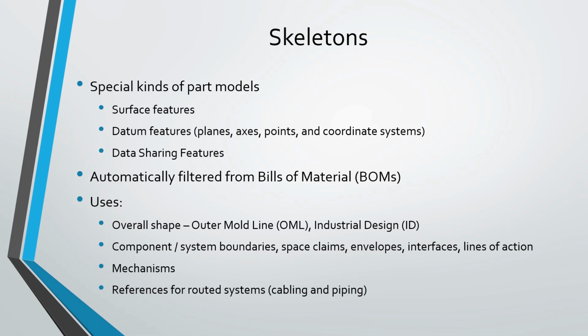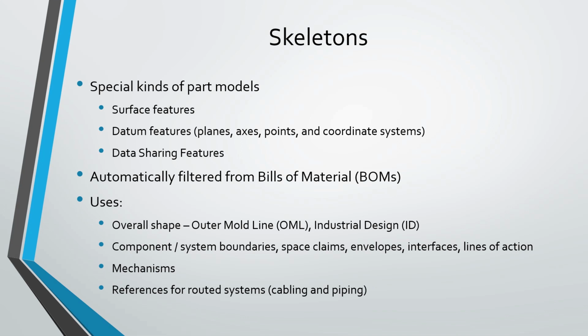As I mentioned, a skeleton is a special kind of part model, and it's going to contain typically non-solid features. You can put solid features in there, but it's generally recommended that they contain only non-solid geometry, in other words, surfaces. They'll typically contain a lot of datum features like planes, axes, points, coordinate systems, and so on. A big part is that they can contain data sharing features, and we'll talk more about that.